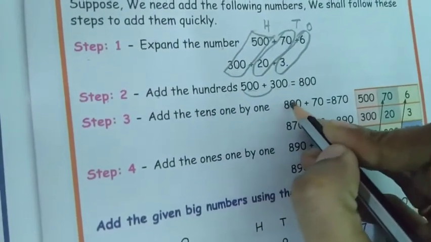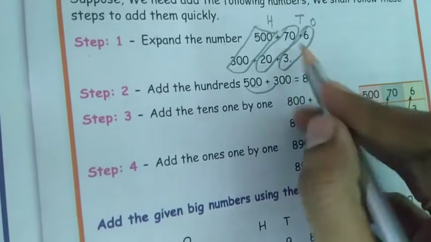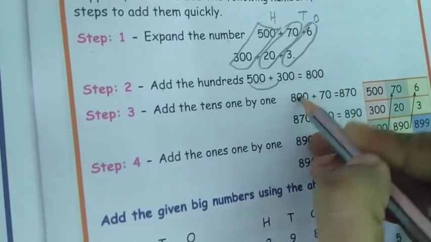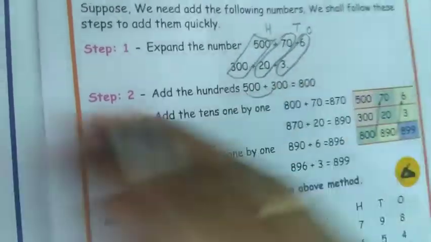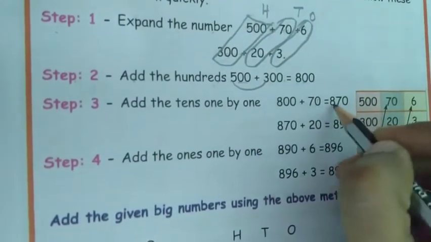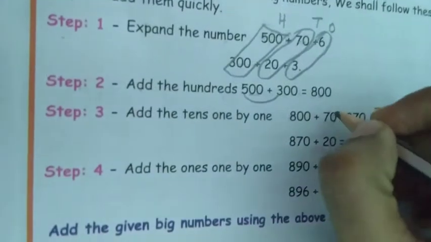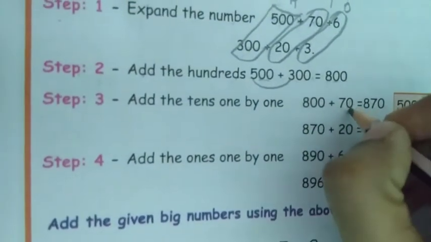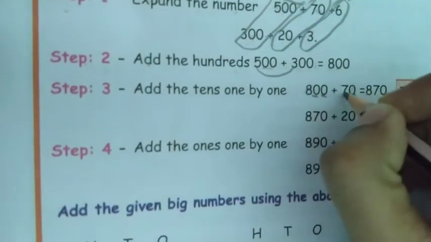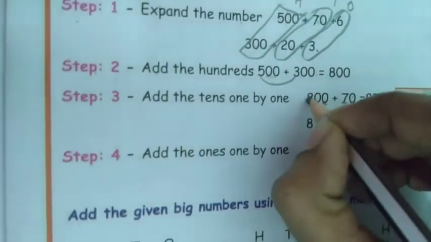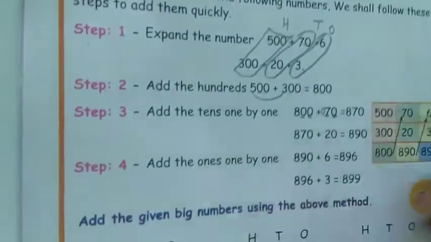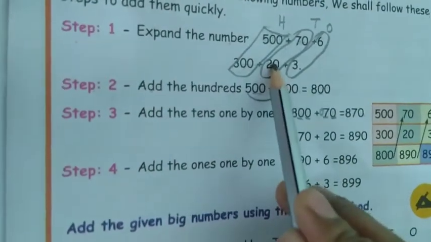So put the number 800 plus. What is the first tens? 70. So 800 plus 70. So 800 plus 70 what? 870. Okay? 0 plus 0, 0. 0 plus 7, 7. 8, here there is no number, so 8 plus 0, 8. So 870. And there is another tens number.